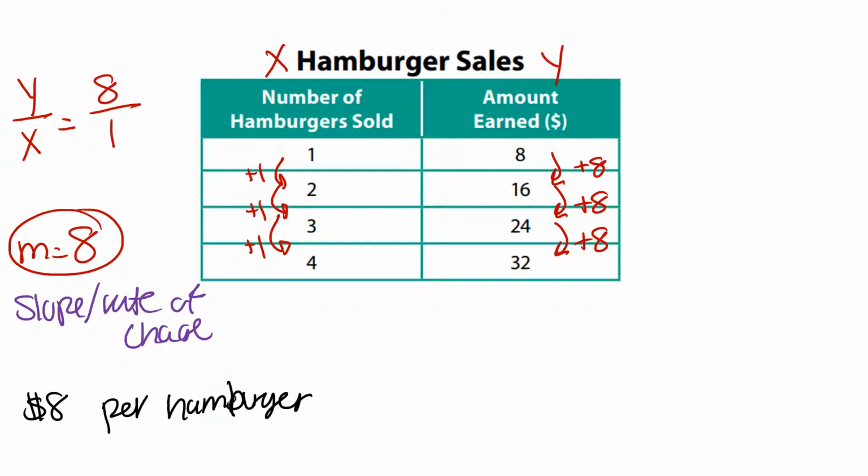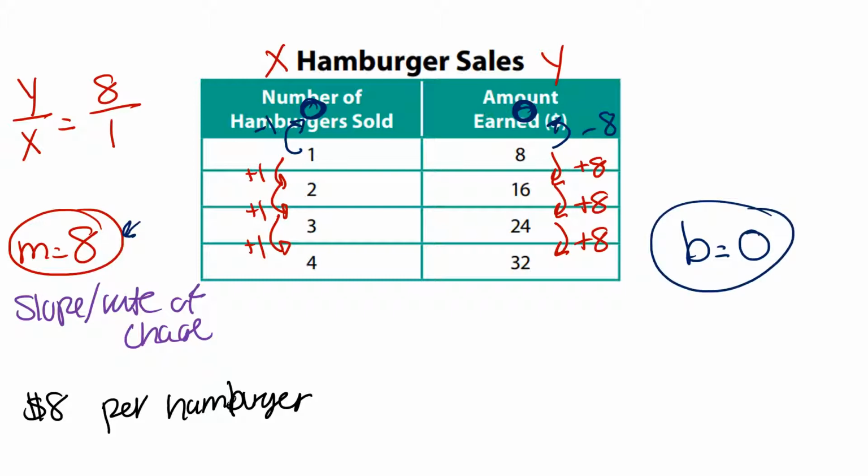Now for our b value, we need to start at 0. There is no 0 in the x column. It goes 1, 2, 3, 4. So we have to work backwards. I'm going to go backwards 1, and I'm going to go backwards our rate of change, the slope, the $8. If I go backwards 1, that puts me at 0. If I go back the $8, that also puts me at 0, meaning my initial value, also called the y-intercept, is 0.